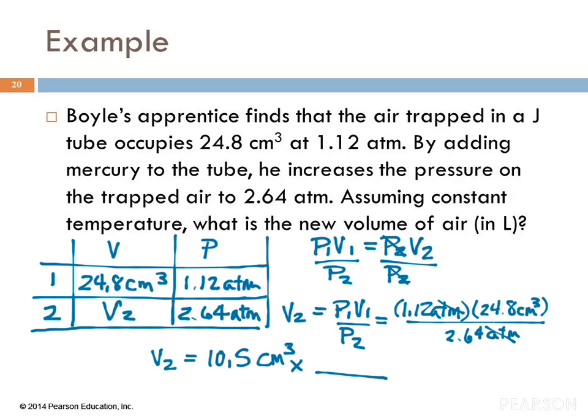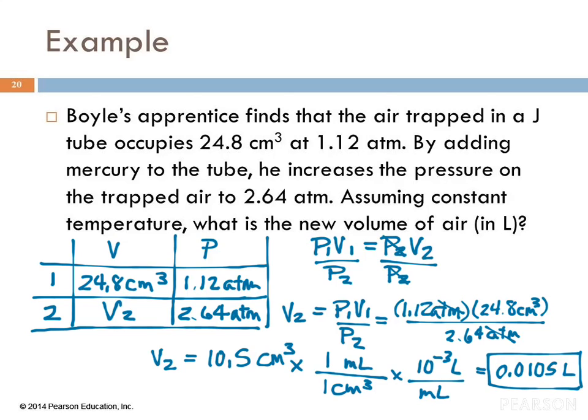A cubic centimeter is exactly the same as a milliliter. And it's 10 to the minus third liters in 1 milliliter. So we end up with 0.0105 liters. Questions?